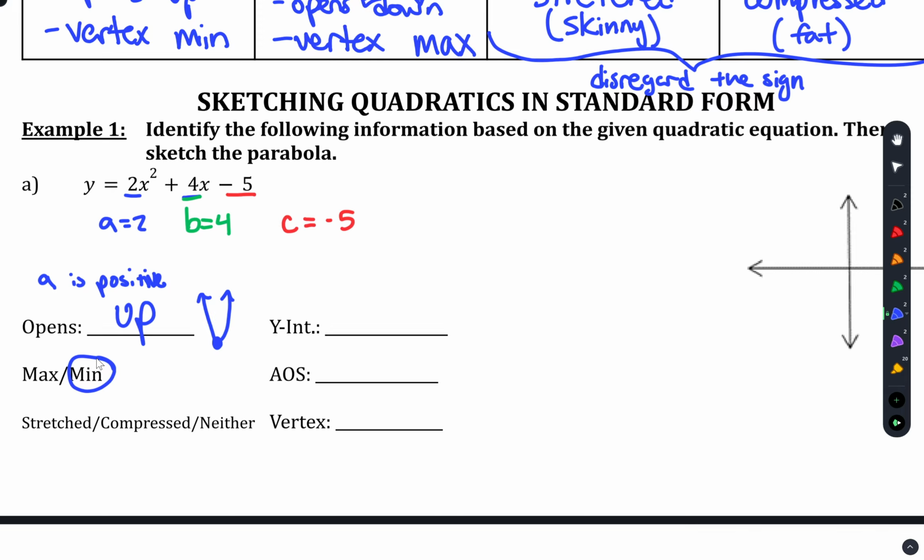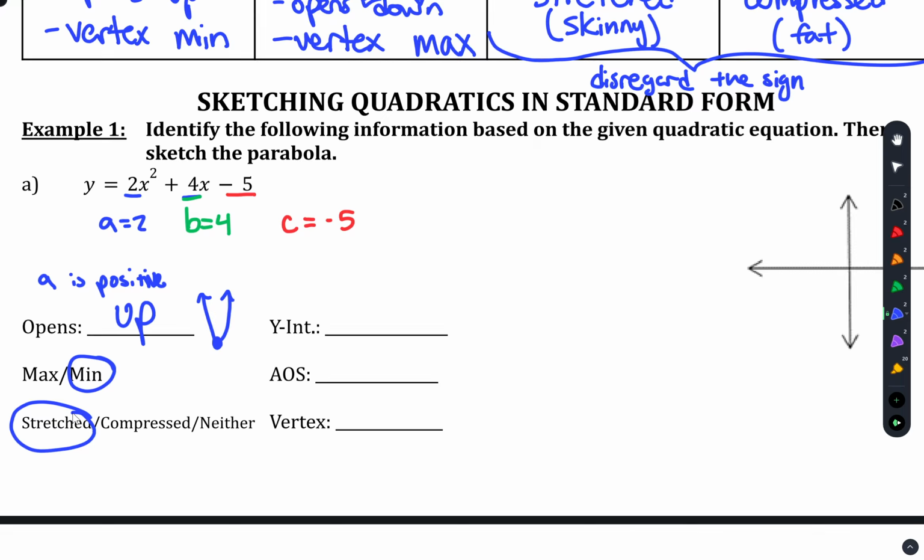The last thing we need to know about the shape of this graph is whether it's stretched, compressed, or neither. So now, I don't care if it's a positive 2 or a negative 2. I just care that it's 2. Is that stretched, compressed, or neither? If that number is bigger than 1, it gets stretched. So my graph is going to be real tall and skinny.